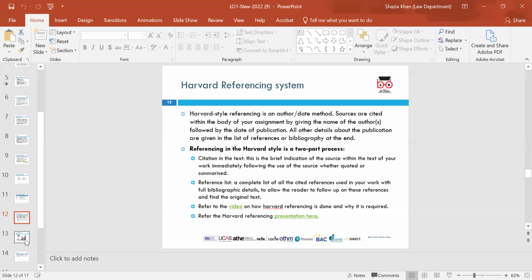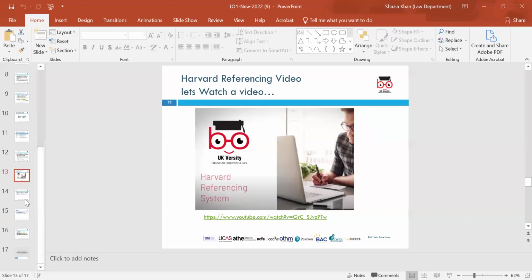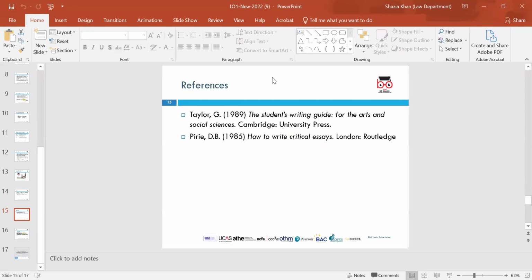And that's the one that's used within UK universities. We watched a video on Harvard referencing, and we also looked at a summary of what we've done and some referencing. So this was for learning outcome 1, okay? I'm quickly going through because this is already done for you, but I just need you to have a summary of what we've been through, okay? Learning outcome 2.